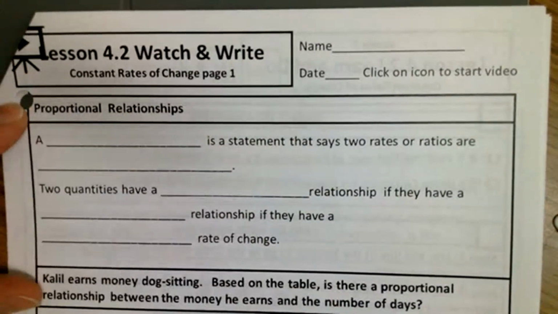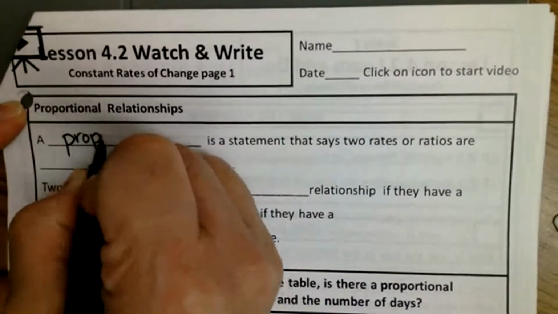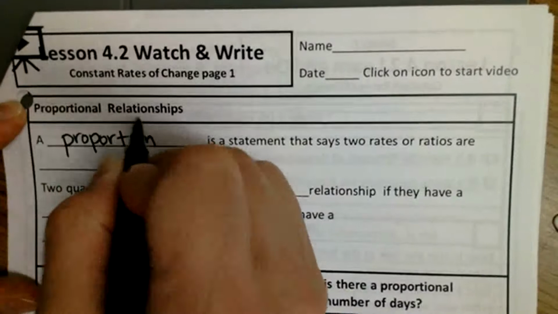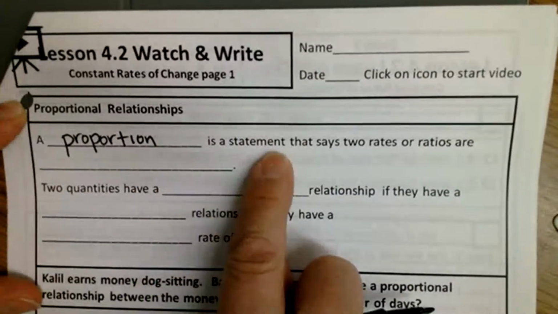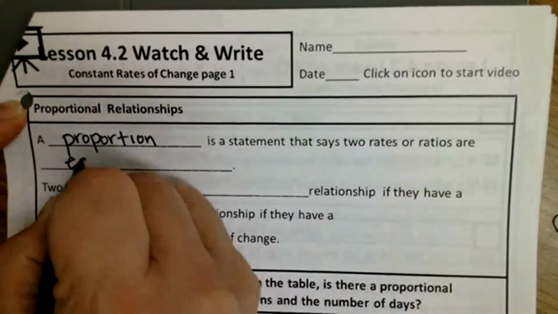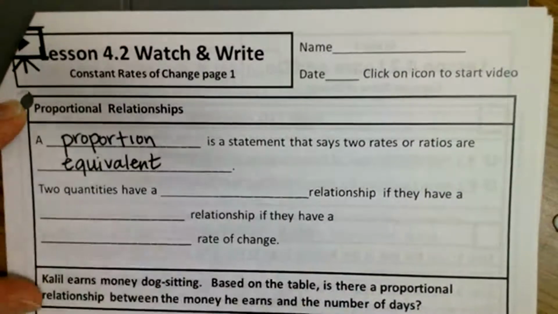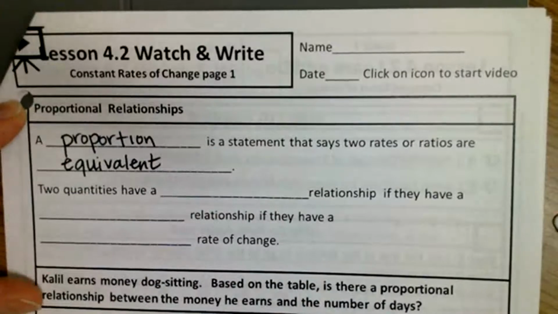So let's talk about proportional relationships. A proportion is a statement that two rates or ratios are equivalent. Okay, so in a proportion, you're going to have two ratios, and the proportion says they are equivalent.